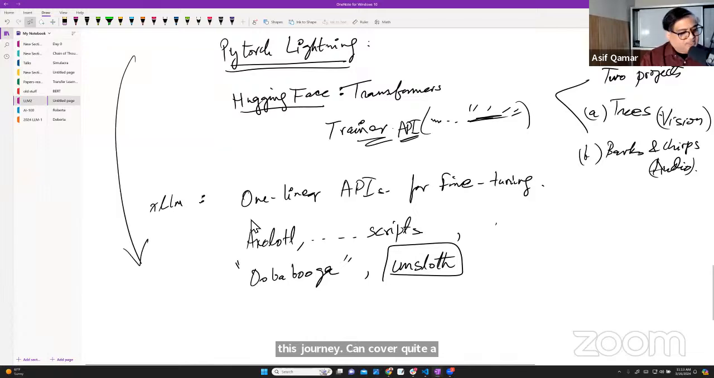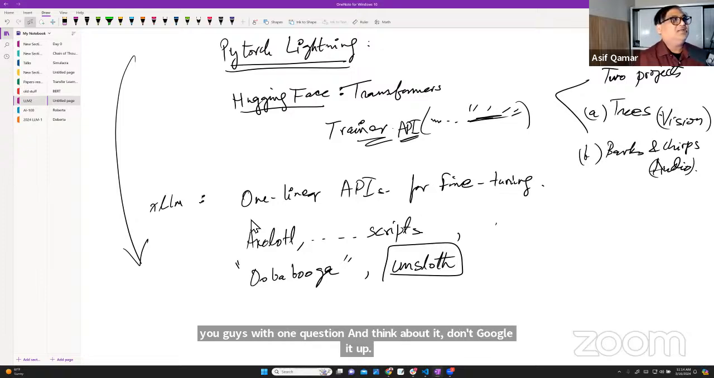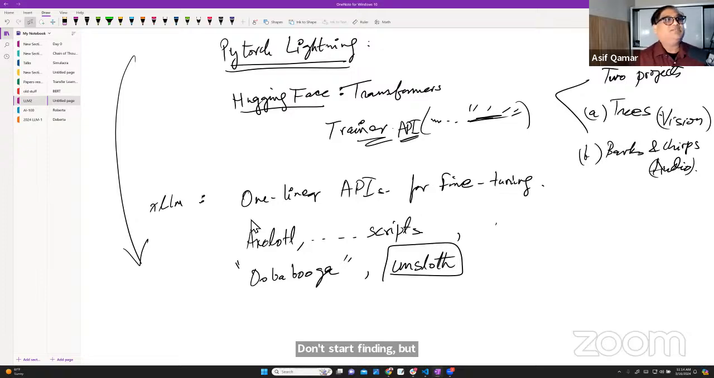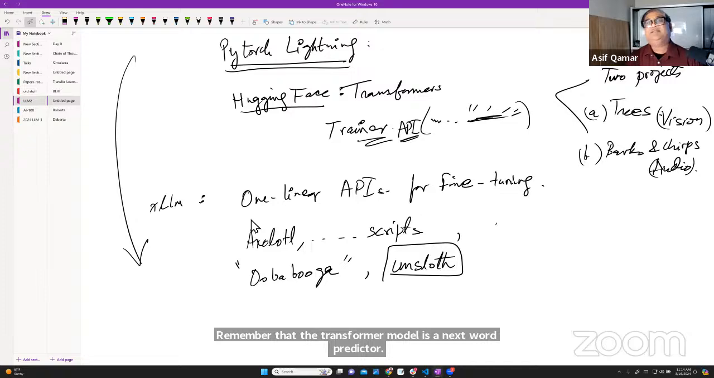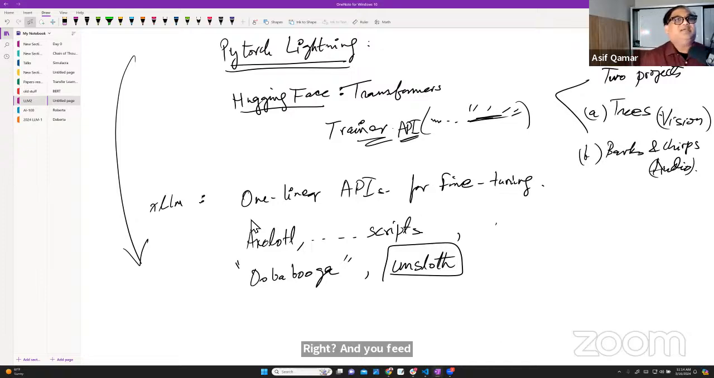But before I go into the solutions, I would like to leave you with one question. Think about it. Don't Google it up. Don't start finding solutions, but reason in your mind from first principles. If you have a generative transformer model, remember that the transformer model is a next word predictor, and you feed it a question. Let's say you ask it, what's the capital of Paris? It will produce some answer.